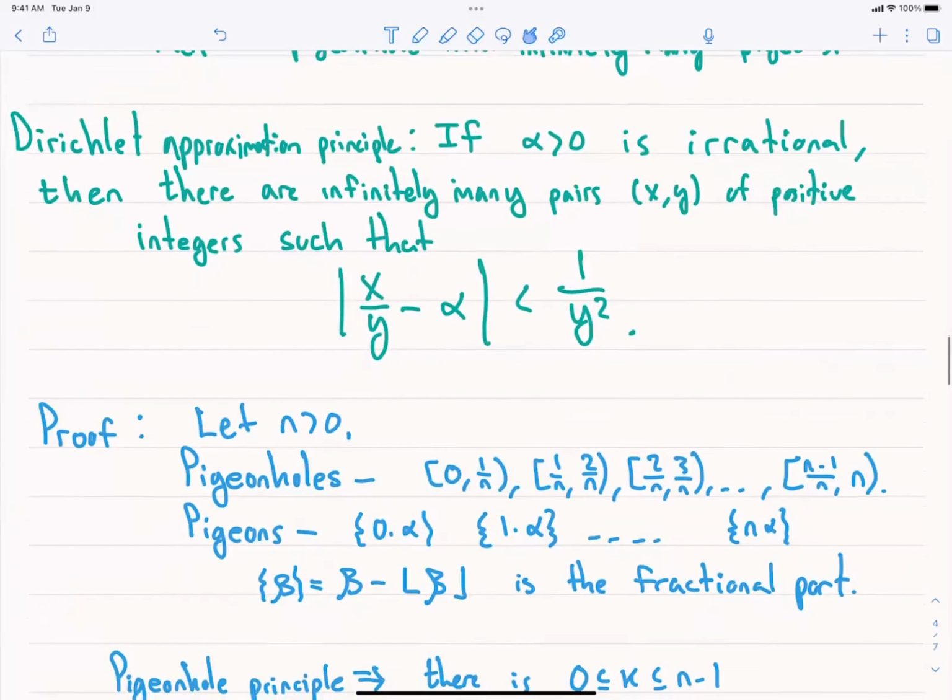So the first thing we're going to do with it is show Dirichlet's approximation principle. And this says if you have an irrational number alpha, then there are infinitely many pairs x and y of positive integers, such that when I form the fraction x over y, and I subtract alpha, the result is smaller than 1 over y squared. So this says x over y approximates alpha to within 1 over y squared.